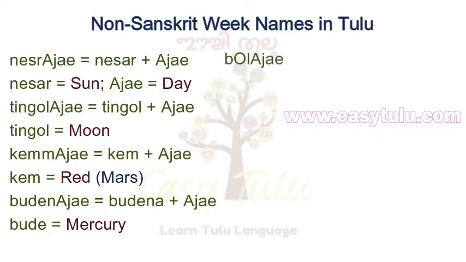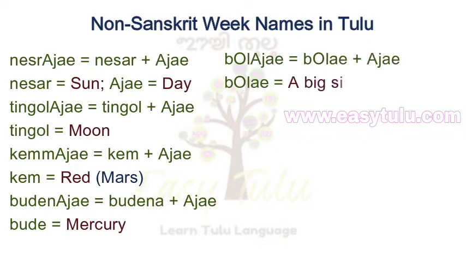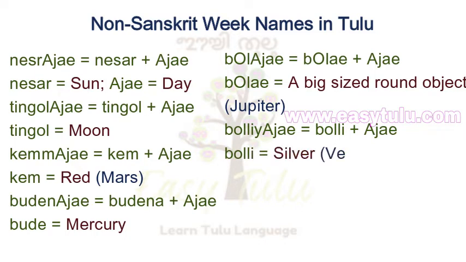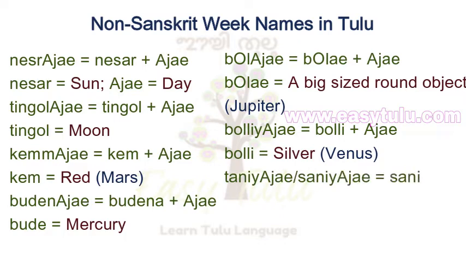Bol Aja. Bola plus Aja. Bola means a big sized round object. As Jupiter is the biggest planet, it is Bol Aja, Thursday. Bolli Aja. Bolli plus Aja. Bolli means silver. As Venus is shiny like silver, it is Bolli Aja, Friday.